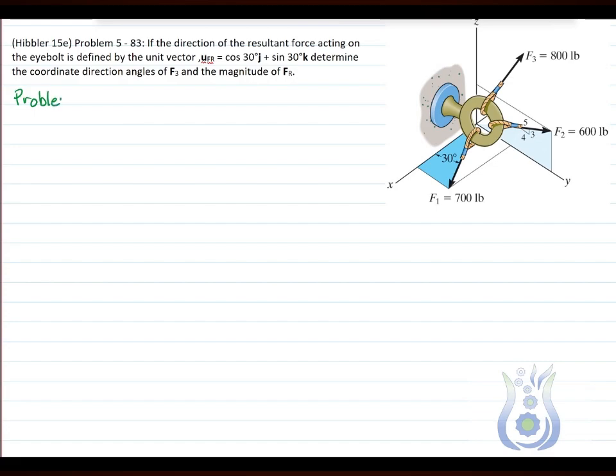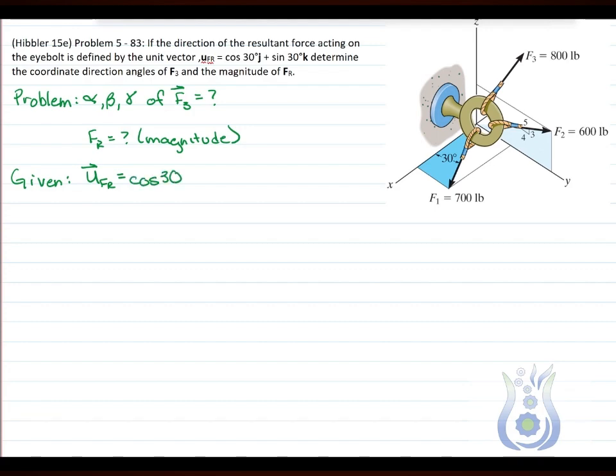This example is taken from Hibbeler 15th edition. It's problem 2-83. The problem asks us to find the coordinate direction angles of vector F3, that's alpha, beta, and gamma, and also the magnitude of the resultant force. So this is a three-dimensional problem, but you can see that F1 and F2 are lying within the planes xy and yz respectively, and F3 is in three-dimensional space.